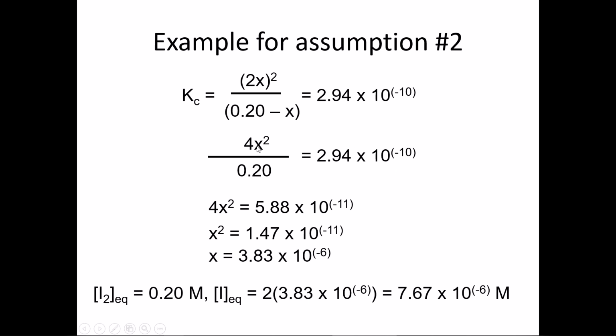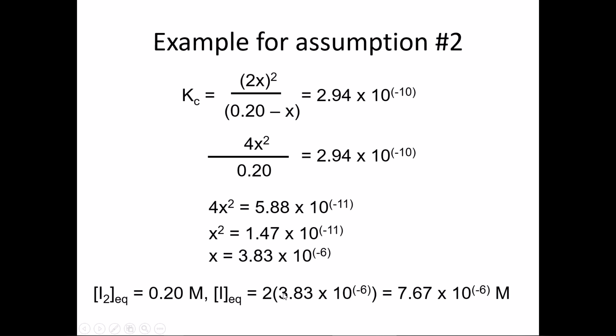Now since we only have an x squared value, this is easier to solve. We can multiply by 0.2, divide by 4, and then take the square root. Alright, so here's our x value. And x is very small. So we can plug this back in up here and say 0.2 minus this x value would still pretty much be 0.2. Alright, so that means at equilibrium, our I2 has not really changed that much. It's still 0.2. Very little of it was converted.